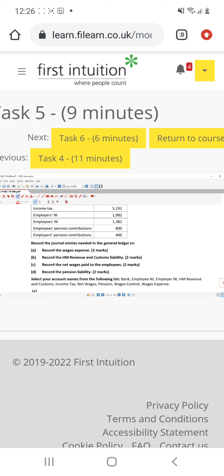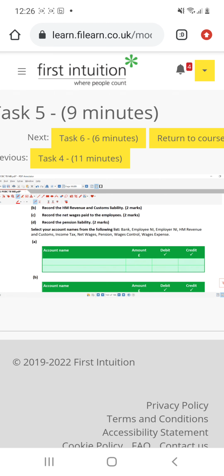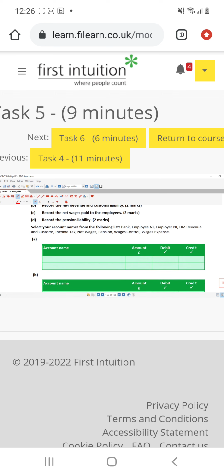So what they want us to do here is record the journal entries needed in the general ledger for the wages expense, the HMRC liability, net wages paid to the employees, and the pension liability. So what we have got here for each one in turn is our little double entry journal.